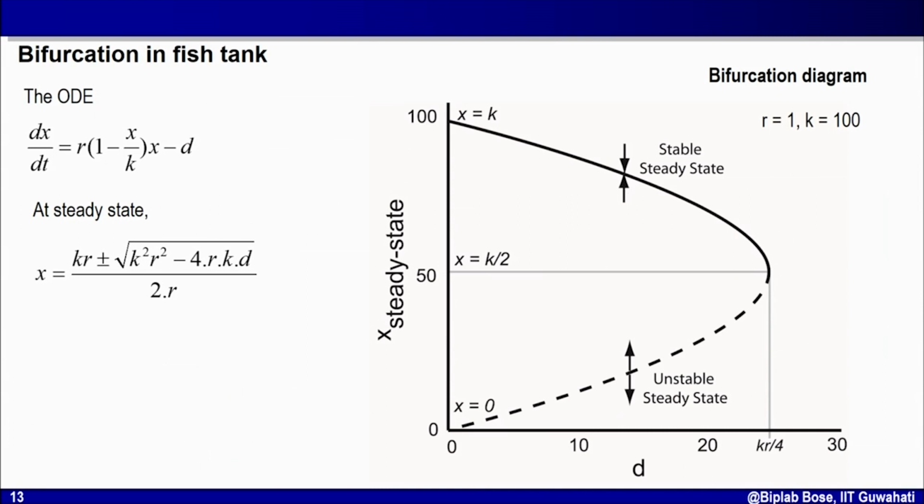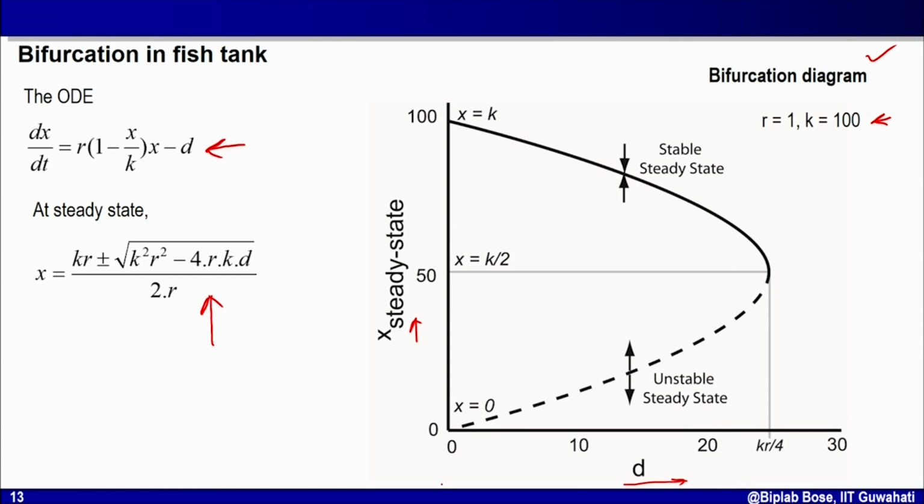So let us compile all these in one single bifurcation plot. The ODE is this one for my fish tank problem. The generalized solution for steady state is given by this relation, and I have drawn the bifurcation diagram here for specific values of r and k. I have taken d, which is causing the bifurcation, on the horizontal axis, and the steady state value of x on the vertical axis. When d is negative, that is not possible because d has to be positive in our case, as that is the rate of removal of the fishes, it cannot be negative.